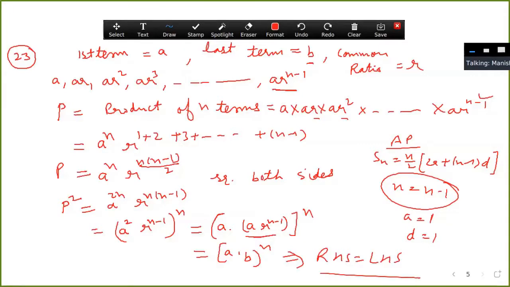Yes, it is given P square is equal to (ab) whole power n. You have taken the left hand side and the right hand side, and you have proved that both are equal.